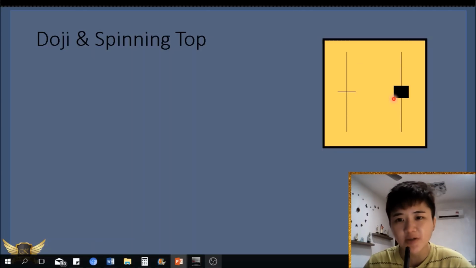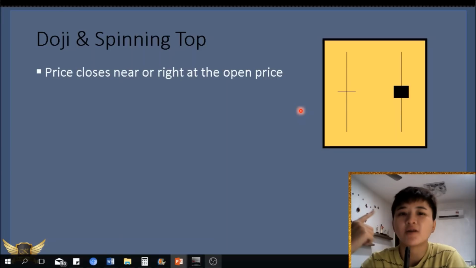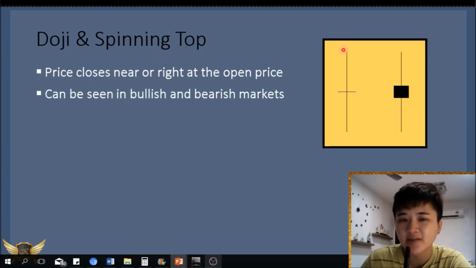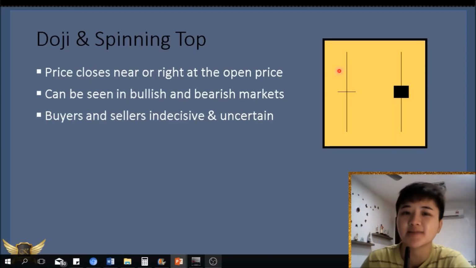So a spinning top has a small body, and then same thing with the upper wick and lower wick with the same length, ideally. So the two similar things about these two candlestick patterns is that the price closes near or right at the open price. And these two types of candlestick patterns can be seen both in a bullish and also bearish market. So for the Doji, when the price opens right here, during this whole entire period, buyers come in, push the price up. Then after that, sellers come in, push the price all the way down. Then after that, buyers come back again. So Doji in a way is a tug of war between the buyers and sellers. And hence this indicates that the buyers and sellers are indecisive and uncertain.